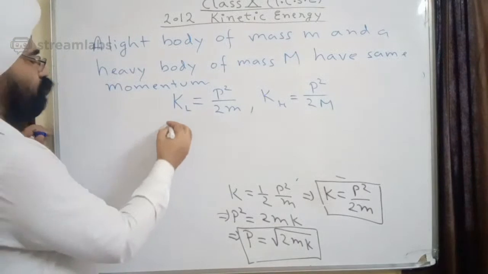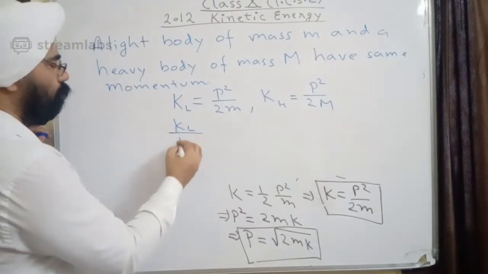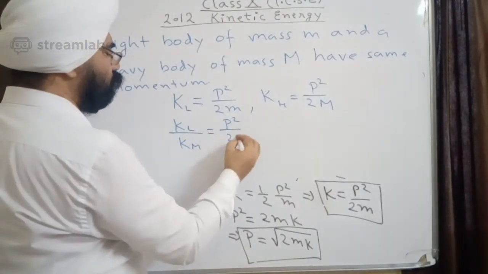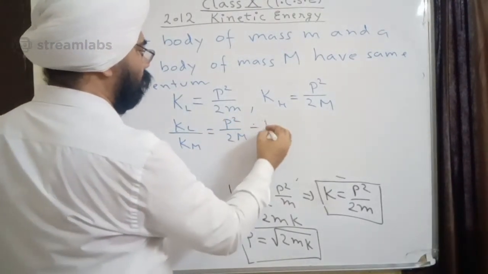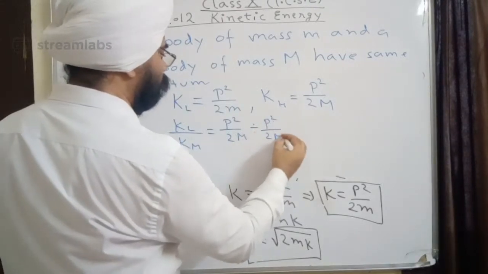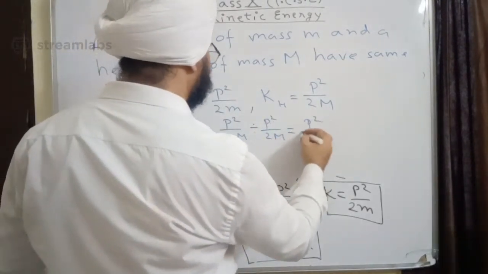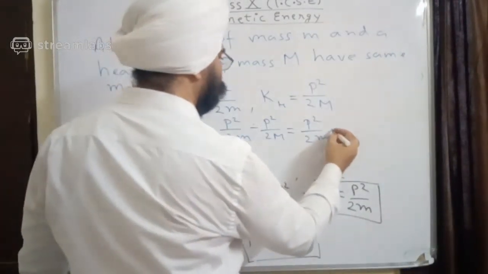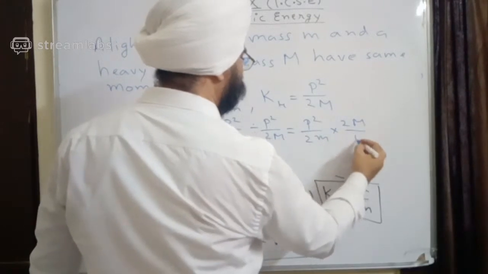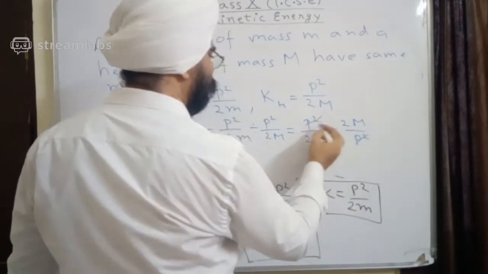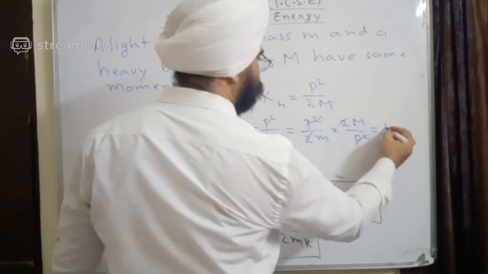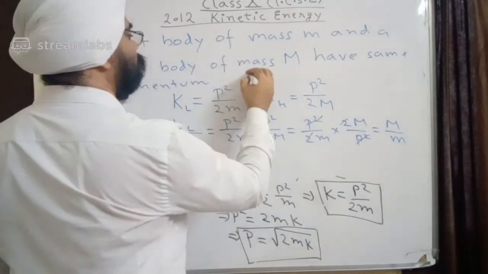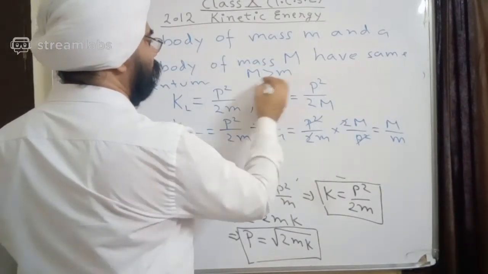So we take the ratios. KL by KM is equal to p square by 2m divided by p square by capital 2M, which means it becomes p square by 2m into 2 capital M by p square. P square cancels, 2 cancels. This is equal to capital M by m. We had said over here that M is greater than m.